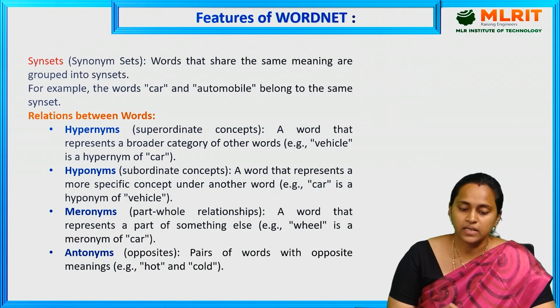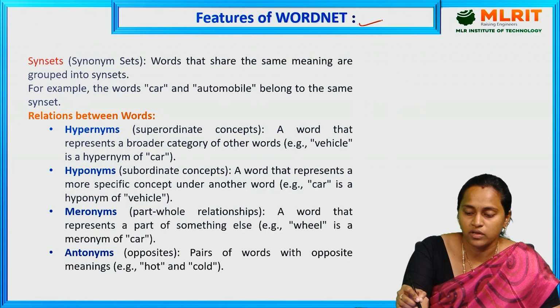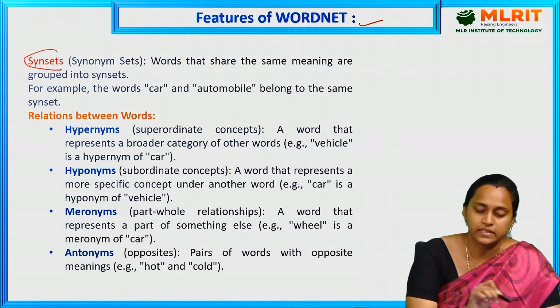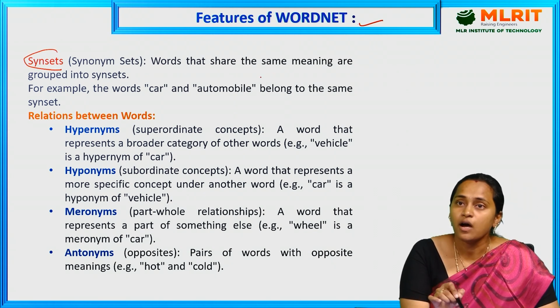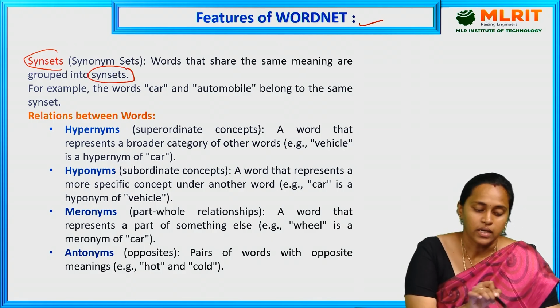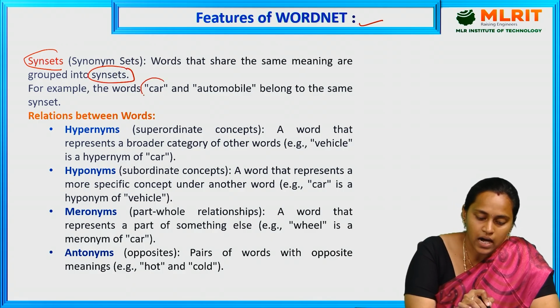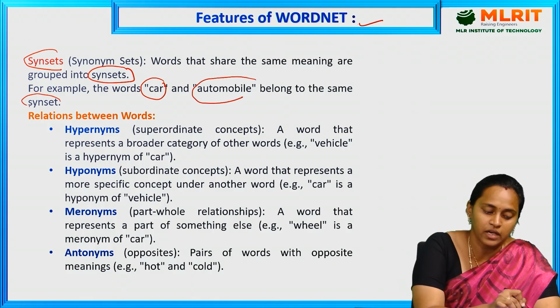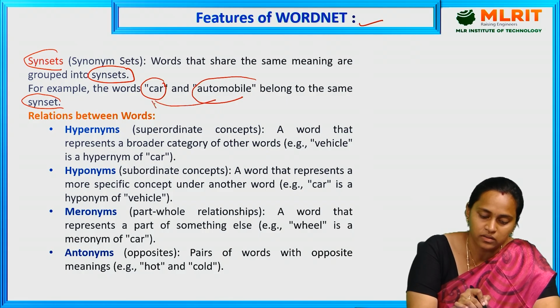So let's see the features of WordNet. What are the features of WordNet? Coming to the first one, synsets. Synsets means the meaning of the particular word, that means related words. For example, see the car here. The car has a synset, automobile. They belong to the same synset. That means both are related to each other.